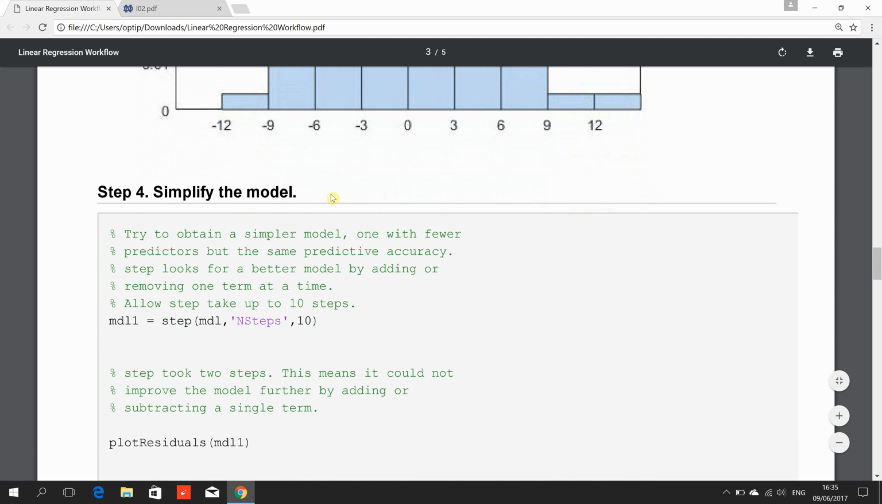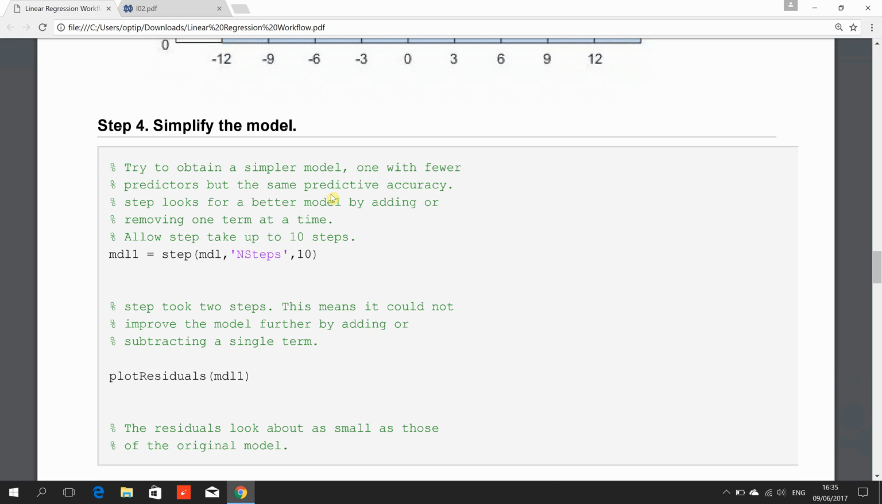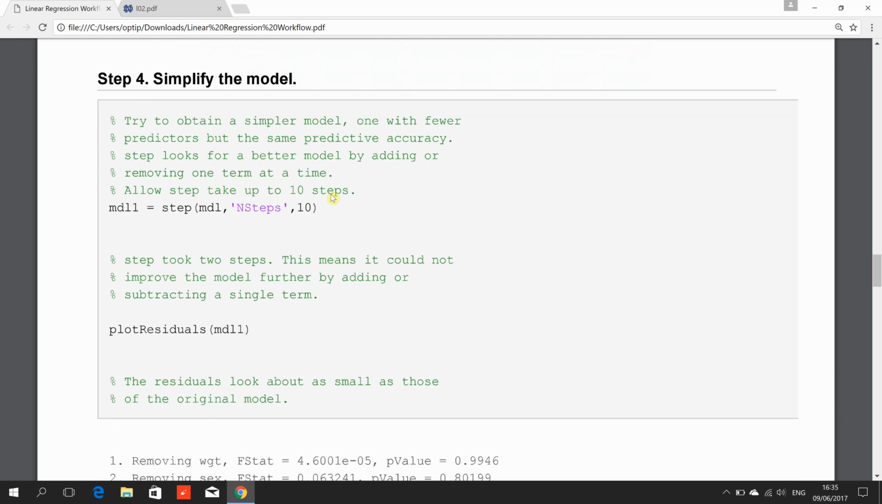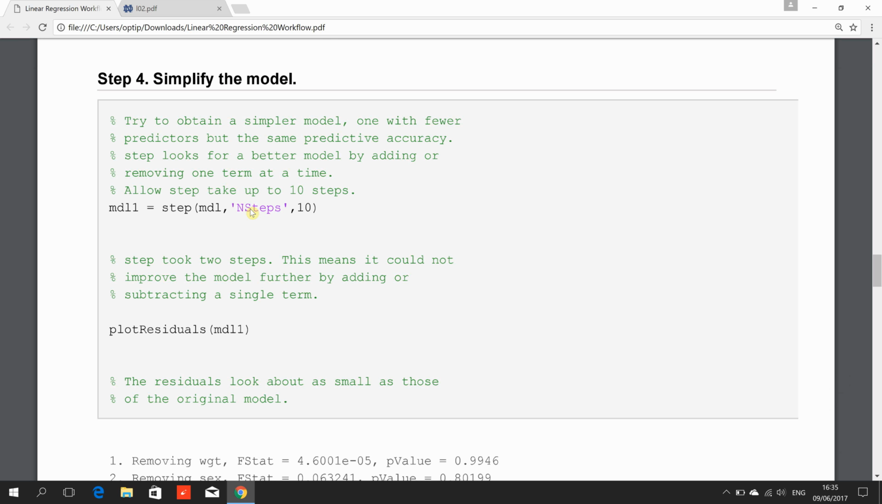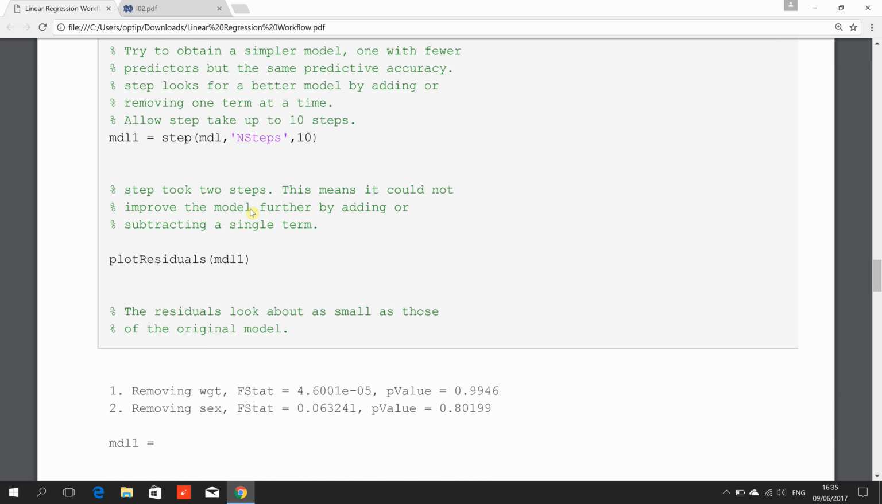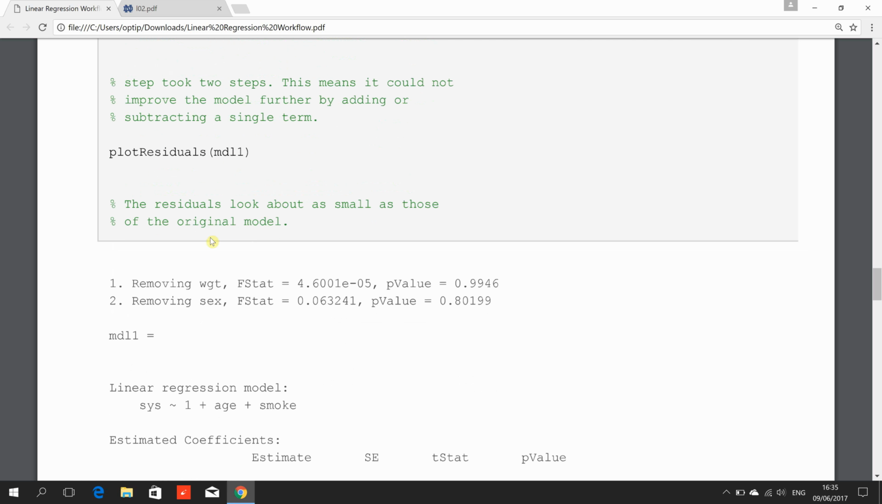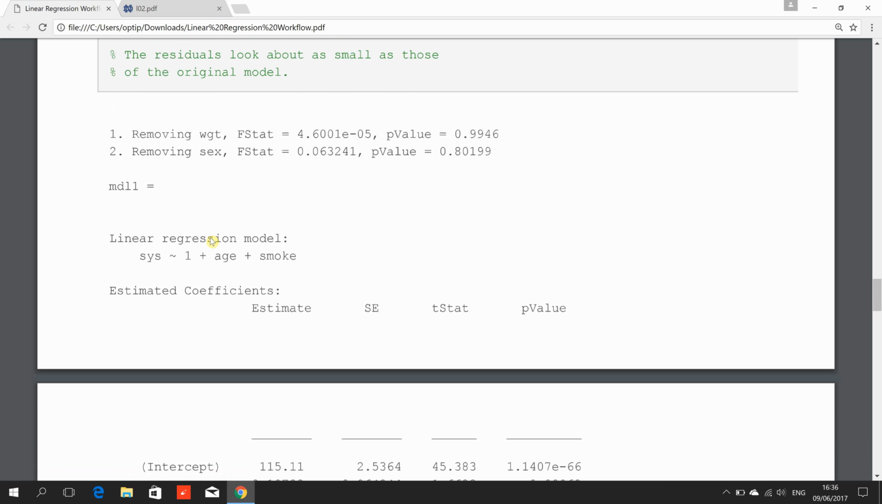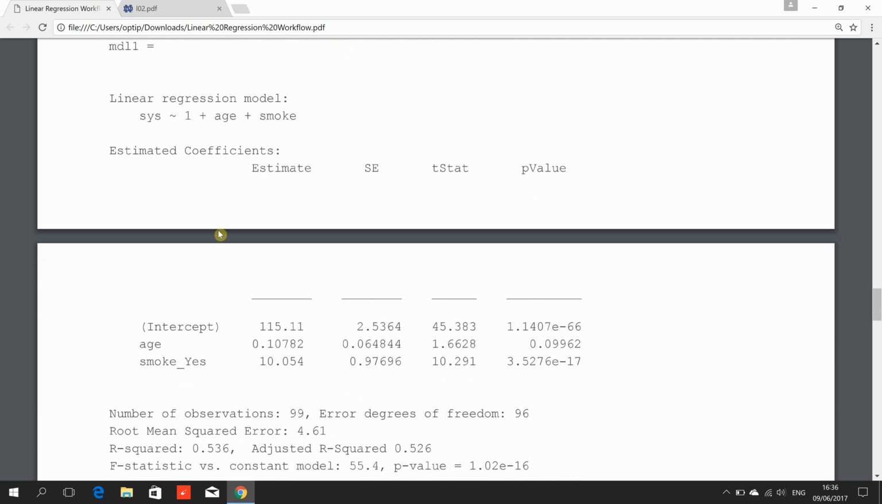Now, we want to try and reduce the number of predictors. Normally when I did statistics way back in the 80s, you'd have to do this one step at a time, but in Matlab you can say we'll take it up to 10 steps, and Matlab, or whatever other package you're using, or SPSS, would do the same thing. We're just doing it in Matlab. And then we're going to plot the residuals. So let's just have a little look there. We gave it 10 steps, and it came up. I'll slow down here because it broke across the page.